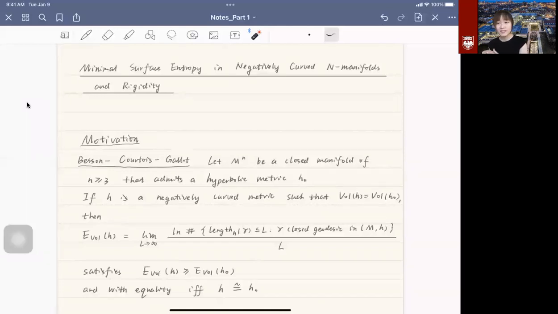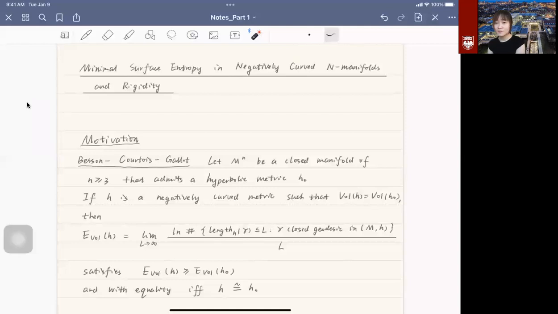More precisely, when you have a three-dimensional hyperbolic manifold, then it was proved by Calegari, Marques, and Neves that we are able to evaluate the minimal surface entropy in the hyperbolic case. And moreover, that number is rigid, meaning that if you have another metric that has the same minimal surface entropy, then the metric should be isometric to the hyperbolic metric.